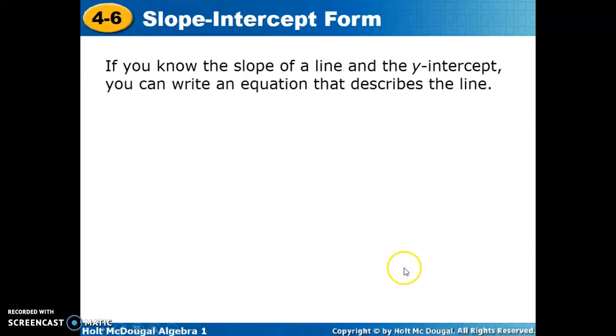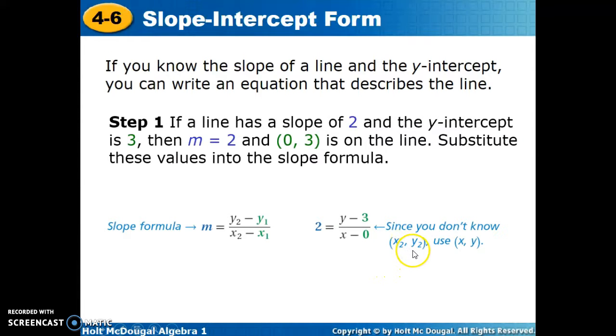If you know the slope of a line and the y-intercept, you can write an equation that describes the line. So now we're going to kind of move backwards. If a line has a slope of 2 and a y-intercept of 3, then m is 2 and 0, 3 is on the line. Substitute these values into the slope formula.